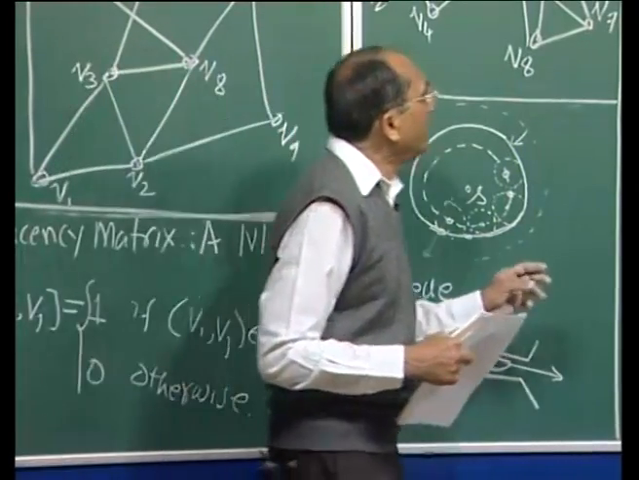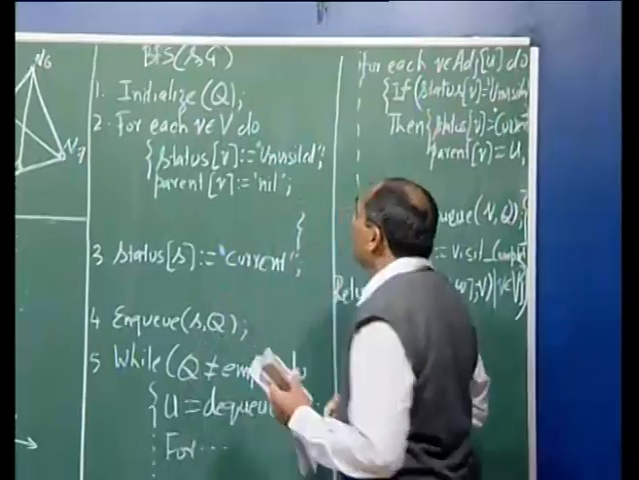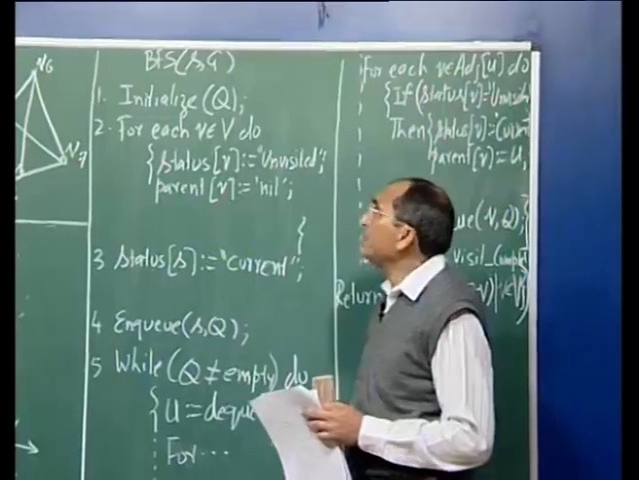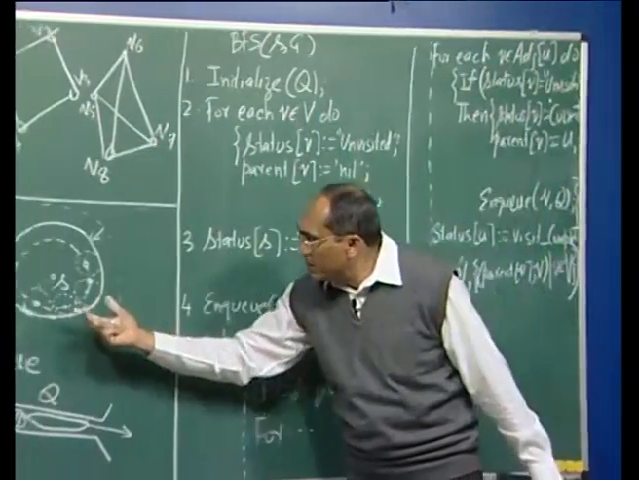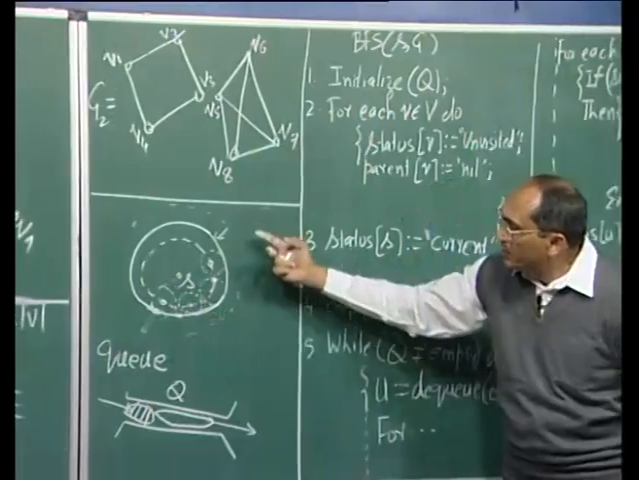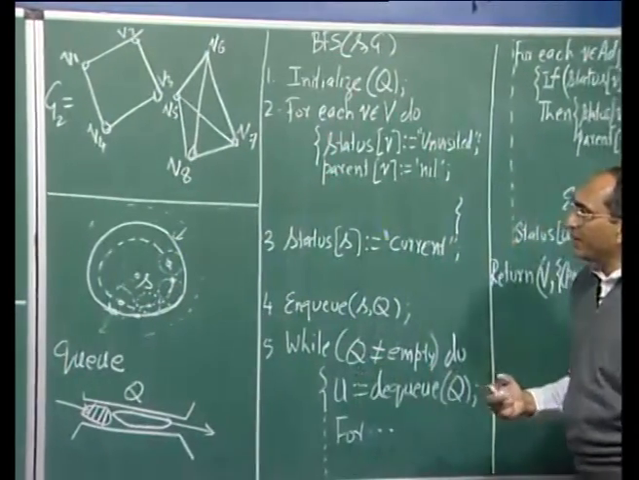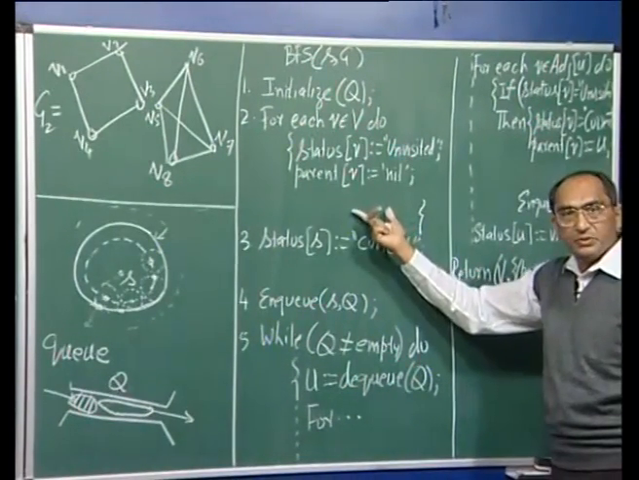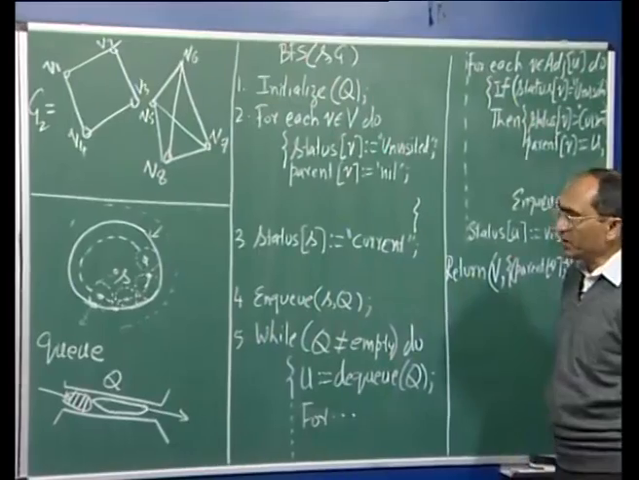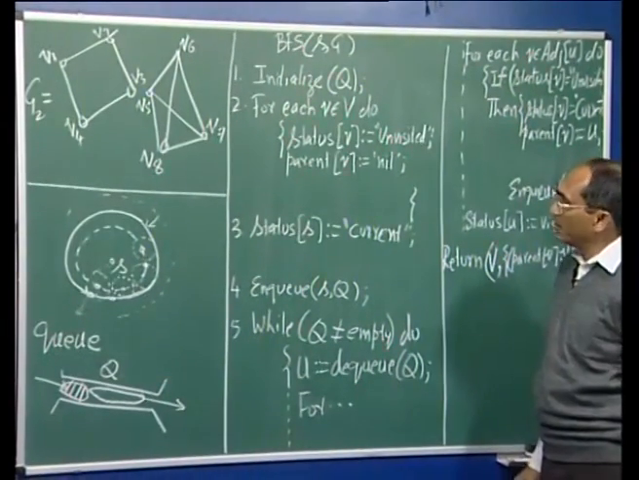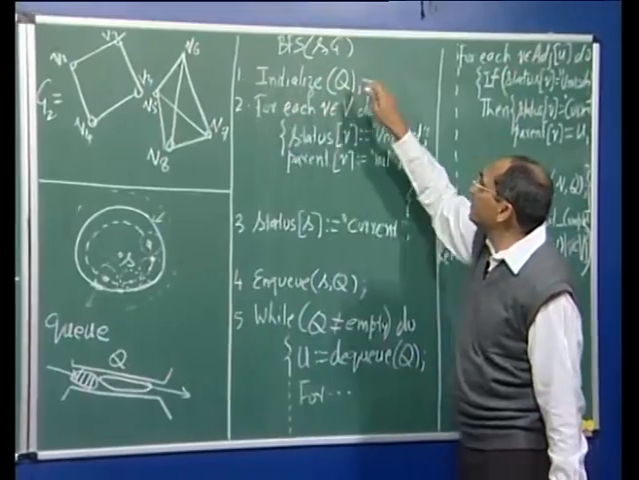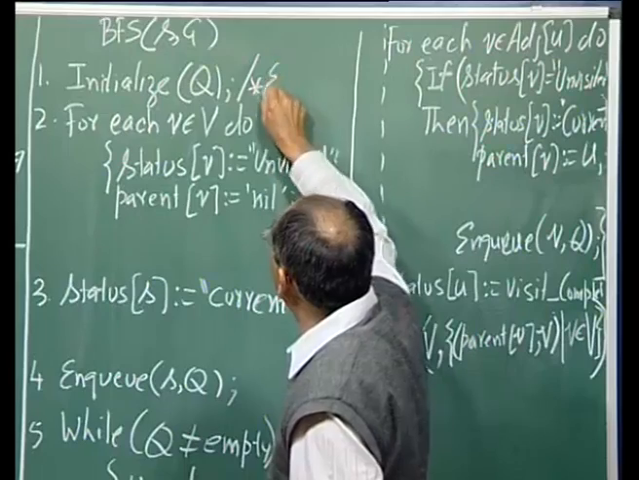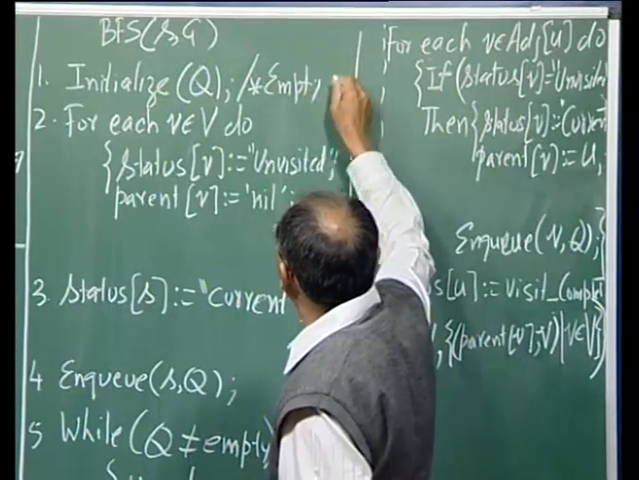So, here we have our algorithm called breadth first search. This algorithm only emulates this process in exploring the space starting from a vertex, and then we will see how we can use it to determine the shortest path tree. So, let us start with the algorithm. The first step is to initialize Q to an empty Q.